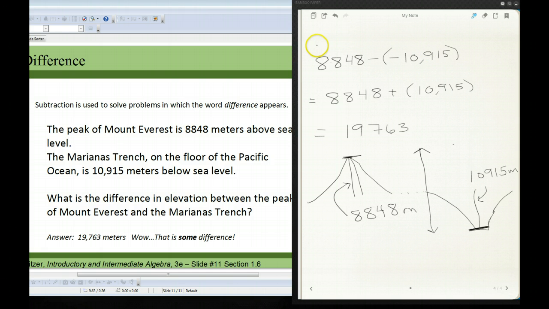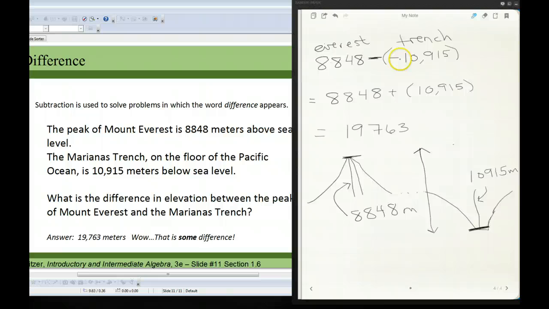This one over here is Everest. This one is the trench. And this is the difference between the two, right? Difference between Everest and the Marianas Trench. Why is this one negative? Because this one is below sea level. Notice it says below sea level, right? So below sea level for us means a negative elevation. Its height is negative. So that's why the Marianas Trench is a negative 10,915. Okay, so it's the difference of 8,848 and negative 10,915.